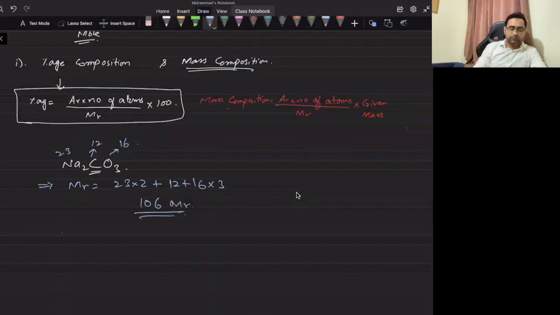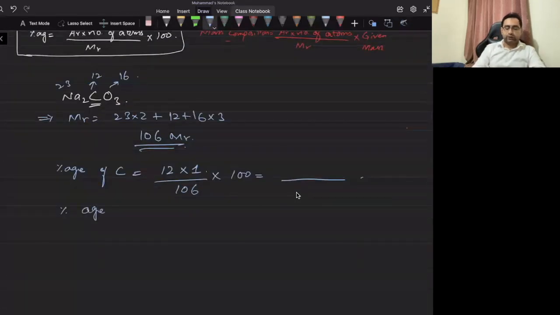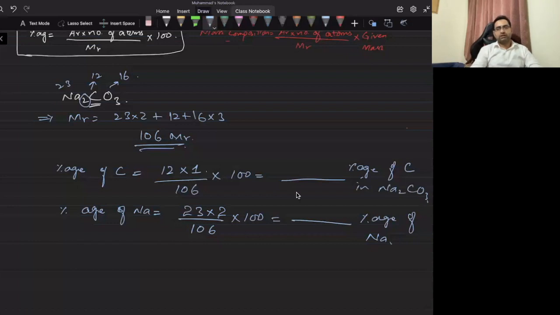To find the percentage of carbon in sodium carbonate, you use the Ar of carbon, which is 12, multiplied by 1, since there is only one atom in the molecule, over Mr, which is 106, multiplied by 100. This is your answer for percentage composition. In a similar way, you can find the percentage of sodium: 23, and there are two atoms, so 23 times 2 over 106 multiplied by 100. So this is the percentage of sodium and this is the percentage of carbon in Na2CO3.